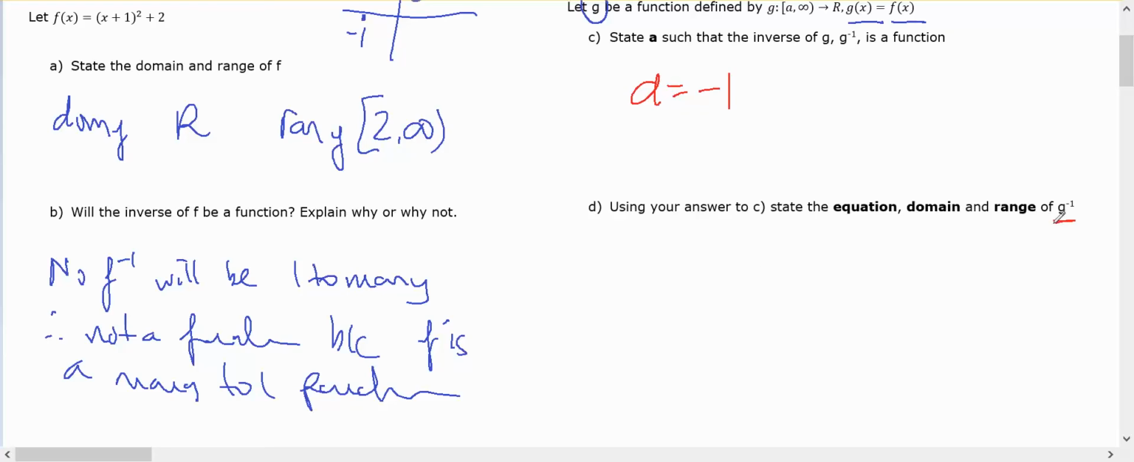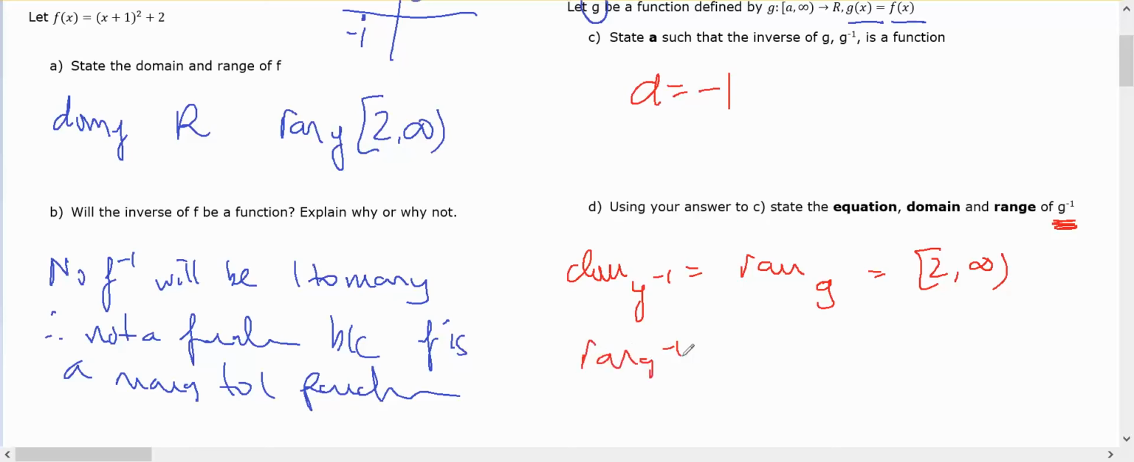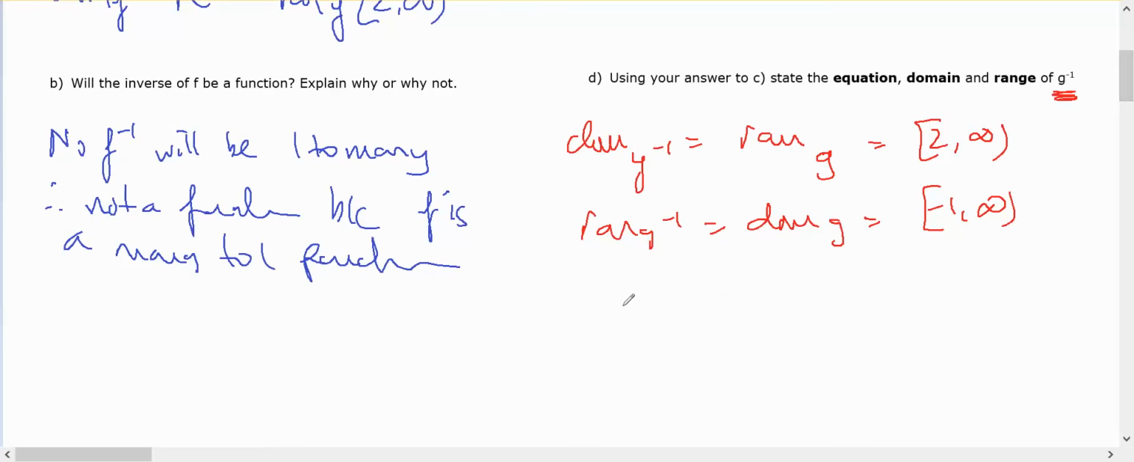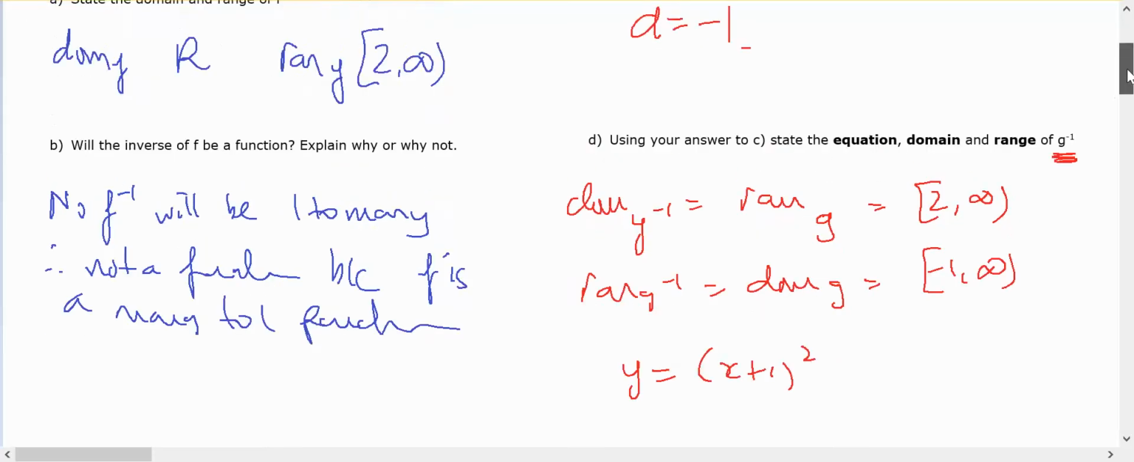Okay, now this is of my inverse. The domain of my inverse will equal the range of the original, which is g, which will be 2 to infinity. And the range of the inverse will be the domain of g, which is -1 to infinity. And the rule will be y equals (x plus 1) squared plus 2.